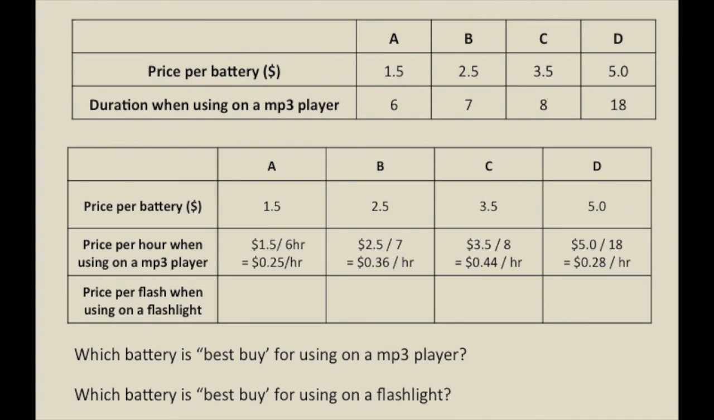Next one, you are asked which battery is the best buy for the MP3 player. You can see A or D should be the best one, because the price is lowest, but you can compare with the last digit. So you can see A will be the better choice for the MP3 player. And the best buy for the flashlight is more or less the same. D will get the lowest price per flashlight used. So the answer should be D for the second question.